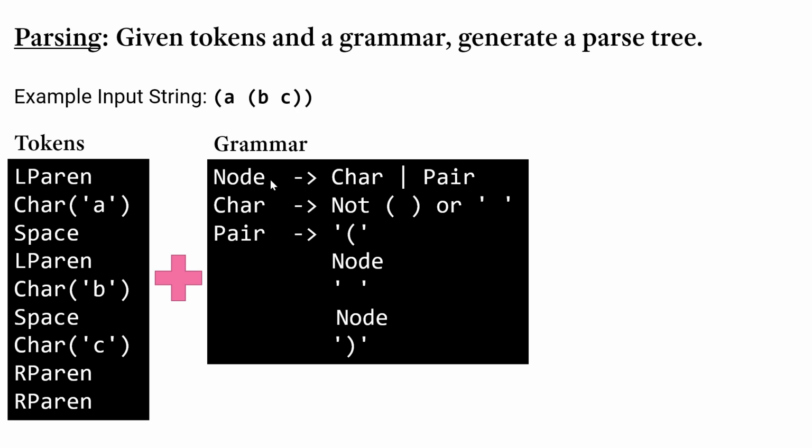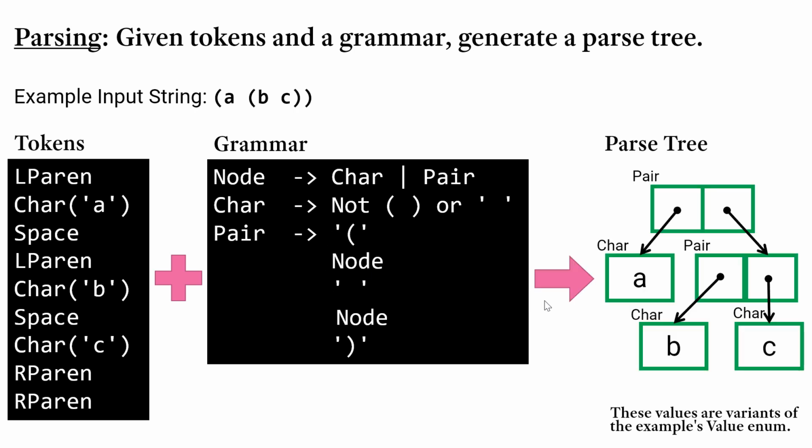The grammar that we saw previously can be expressed a little bit more succinctly, as we're seeing here. We've got a node that can either be a char or a pair, and then a char is not any of those tokens that are L paren, space, or R paren, right? And then the pairs are going to be made up of a specific sequence of expected tokens, right?